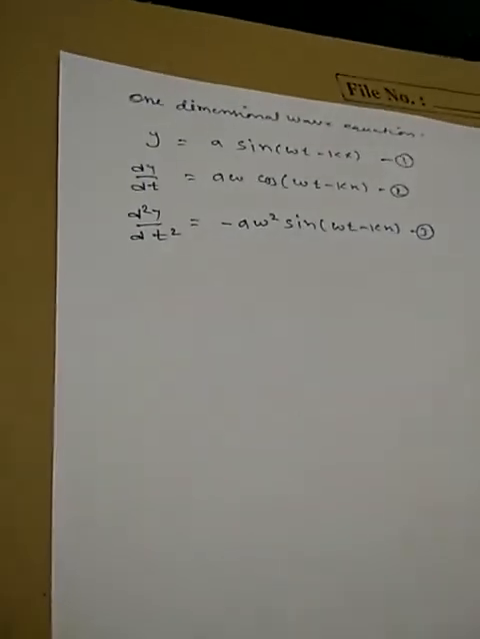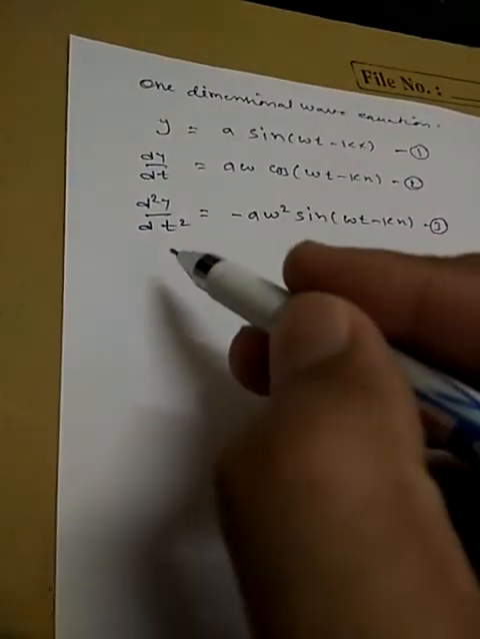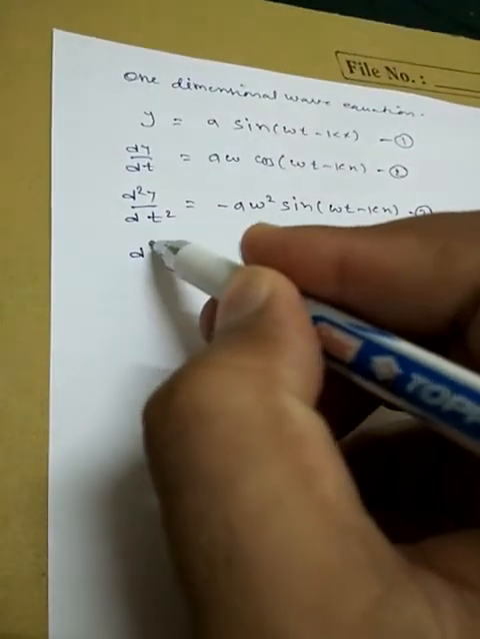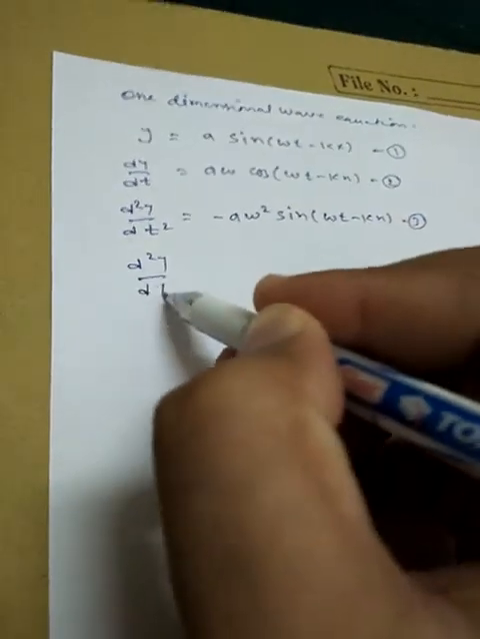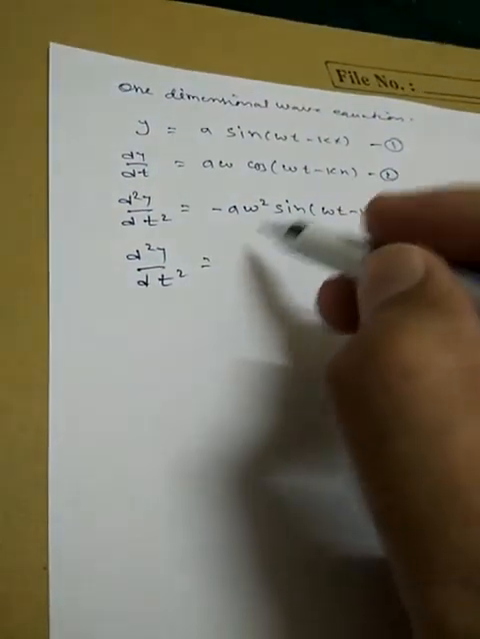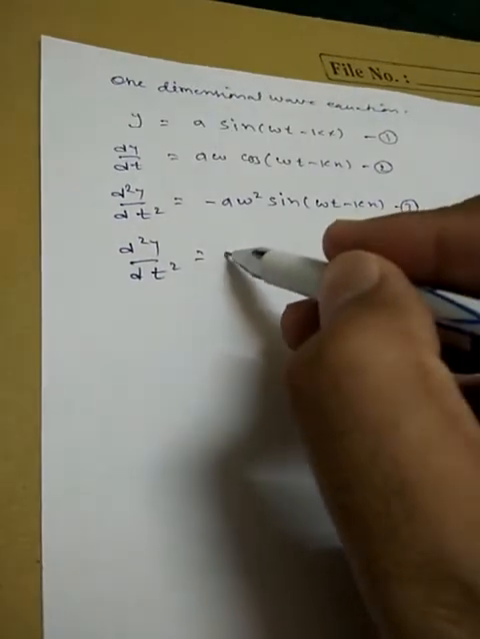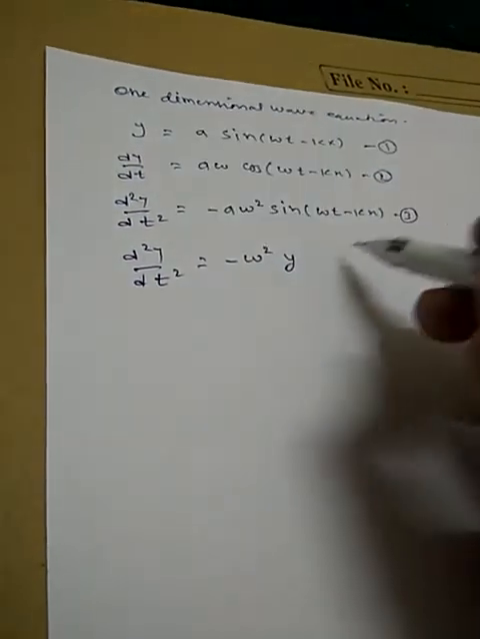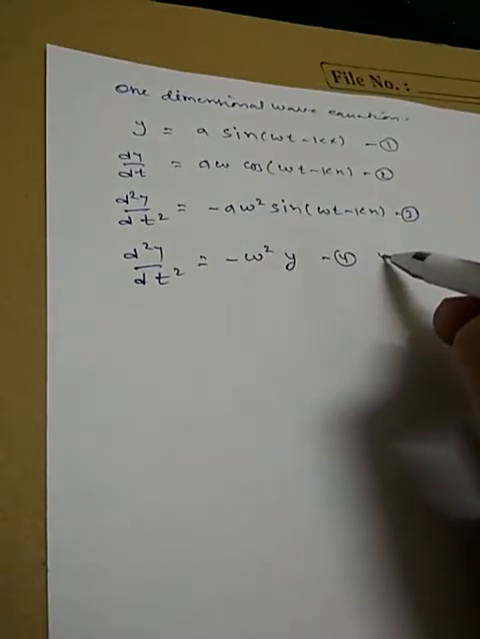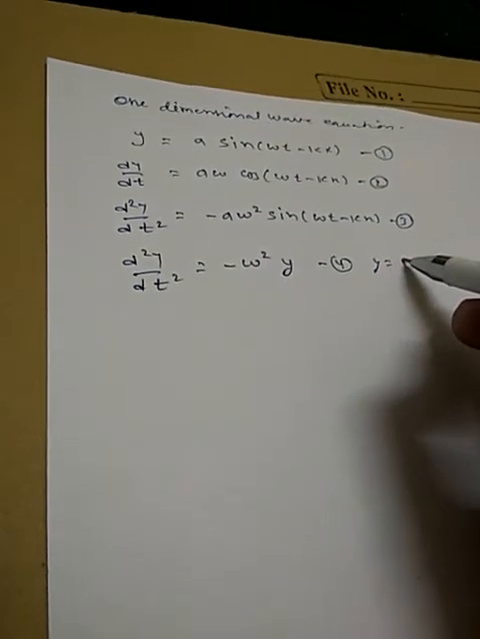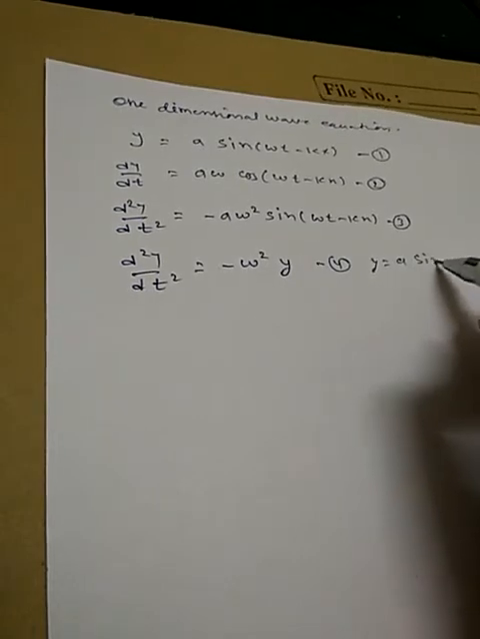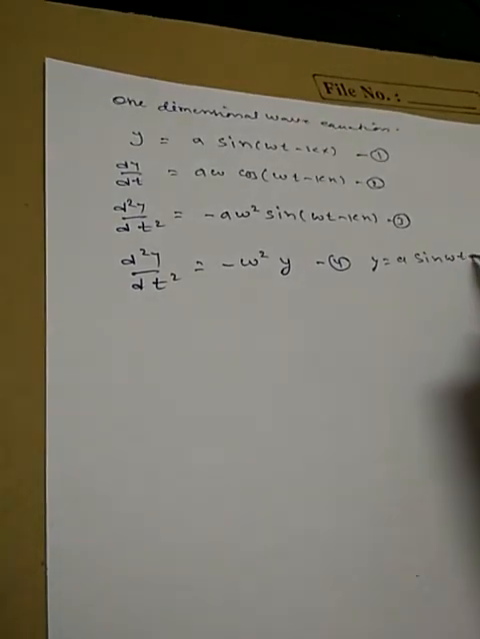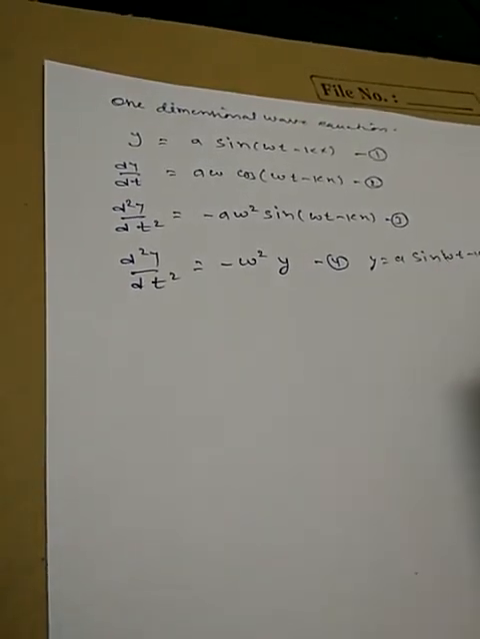Equation number 3. Equation number 3 can be written in this manner: d2y upon dt square equal to minus omega square into y, equation number 4, where y equal to a sine(omega t minus kx).